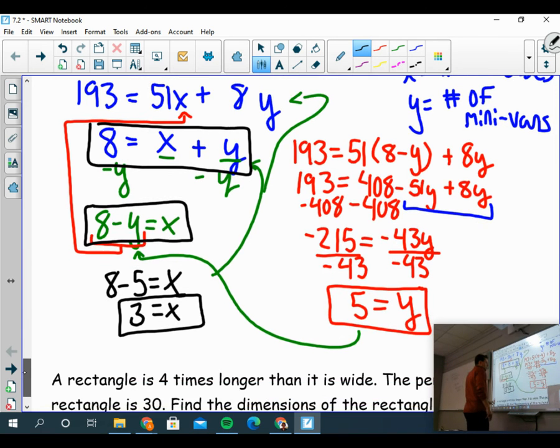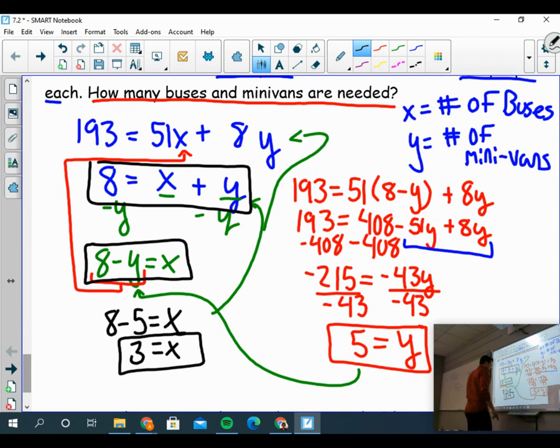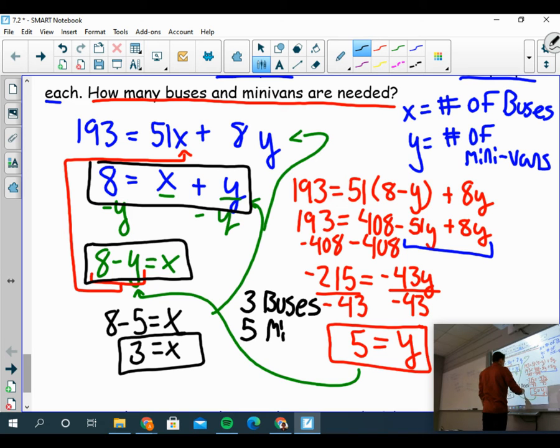So my conclusion that I'm drawing, and it's always important to interpret our answers, is I need 3 buses and 5 minivans. And that will be the effective way, given my criteria of 193 students and 8 drivers, to transport them to this math competition.